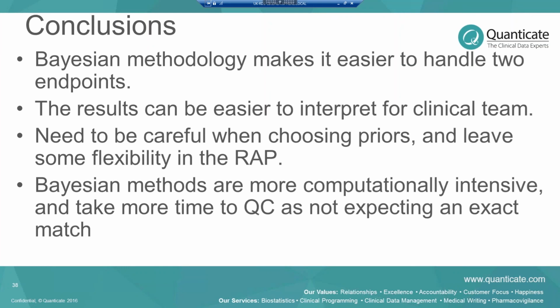You need to be careful about choosing priors, and we had to tweak the model quite a lot to get it to work. So if you're writing a RAP, you need to leave a bit of flexibility in the RAP to say different elements of the model are going to be investigated so that you're not tied down too much. And very, very time consuming. Some of these models took 4 or 5 hours to run. So it's quite an undertaking from that point of view.